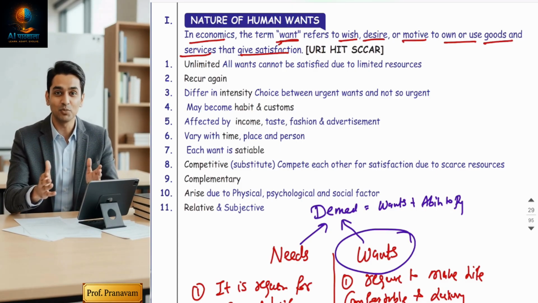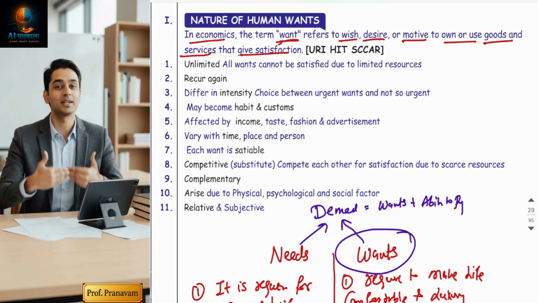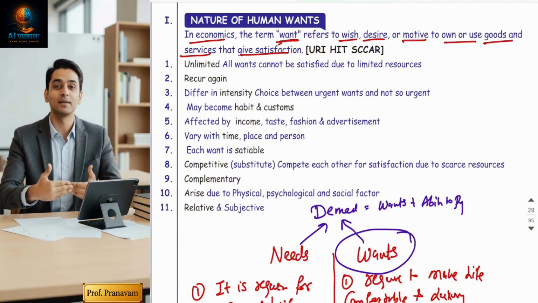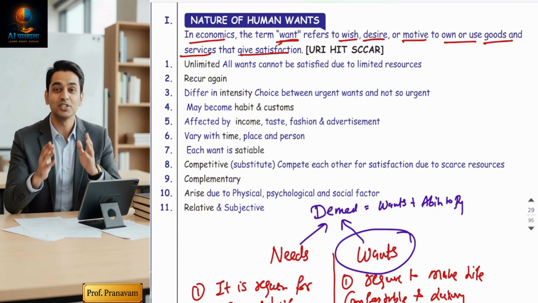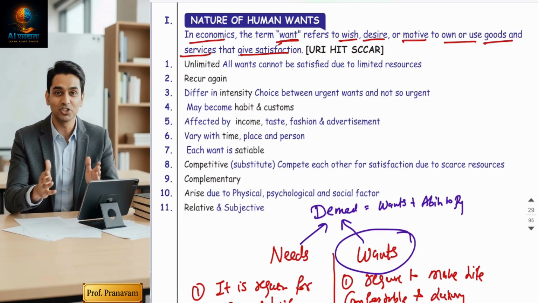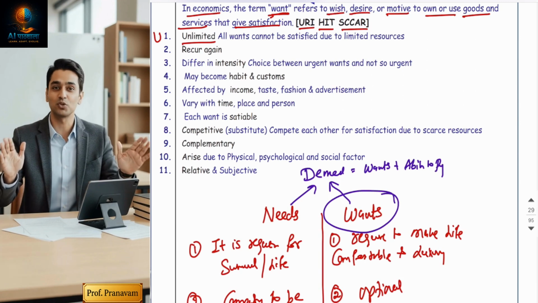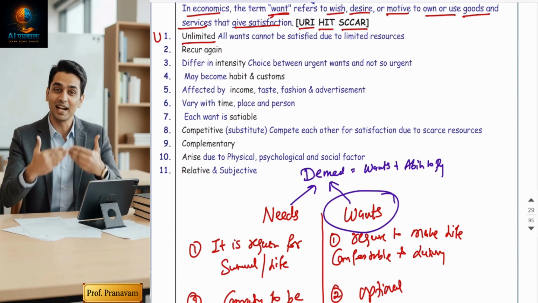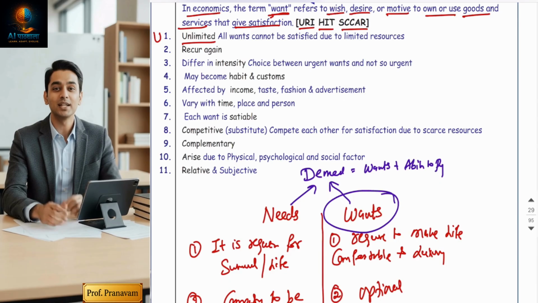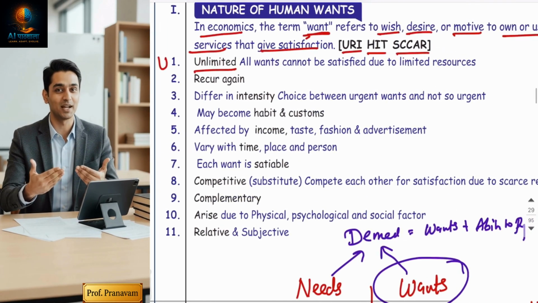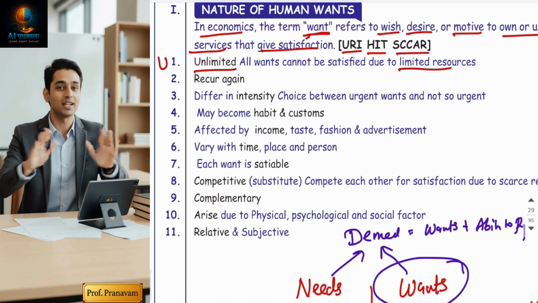U. U stands for unlimited. Guys, wants are actually unlimited, but they cannot be satisfied. Am I correct? Okay. So are you getting it? Yes, sir. Fine. So wants are unlimited. U stands for unlimited. It means all wants cannot be satisfied because of limitation of resources. So look, all wants cannot be satisfied due to limitation of resources. Hope you got it.